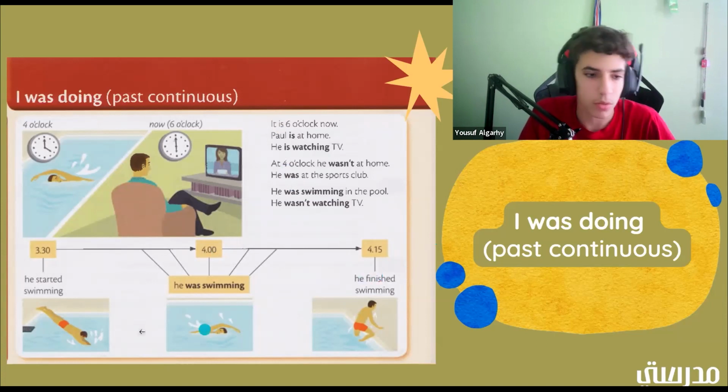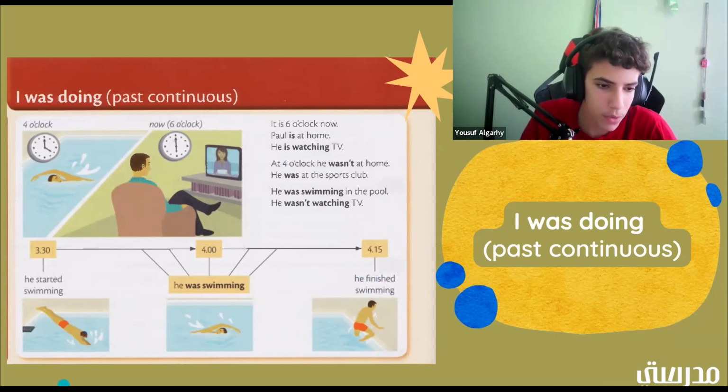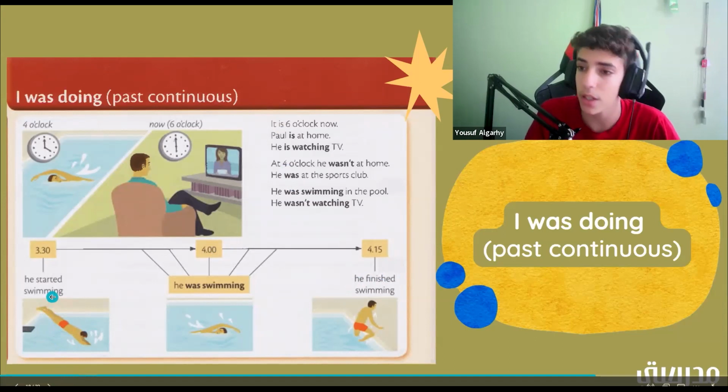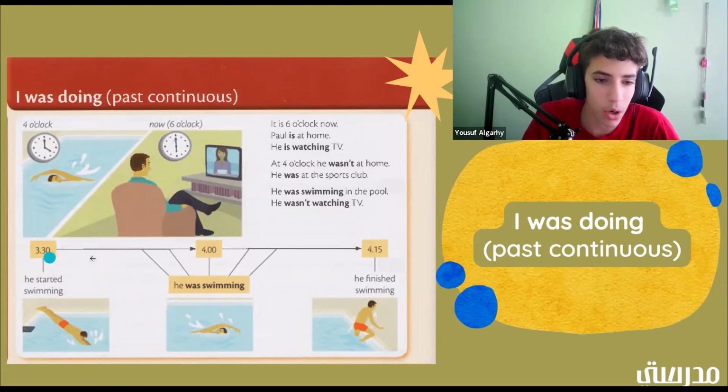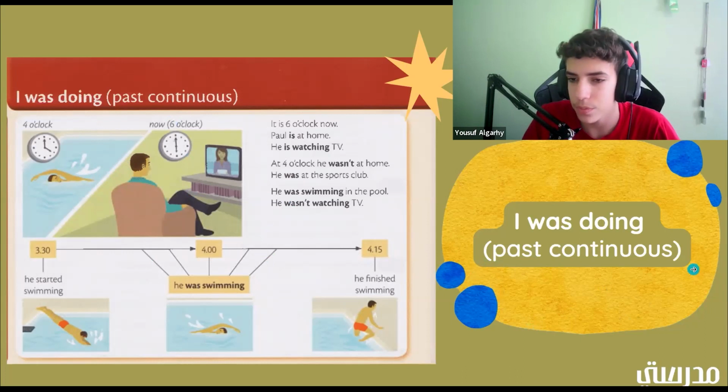Okay, good. So he started swimming at 3:30. And here we have a picture of him diving into the water. He was swimming at 4 o'clock, and he was swimming all the way from 3:30 to 4:15. At 4:15, he finished. And then at 6 o'clock, he started watching TV.